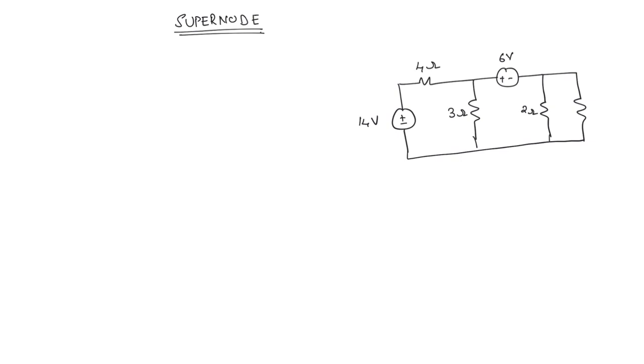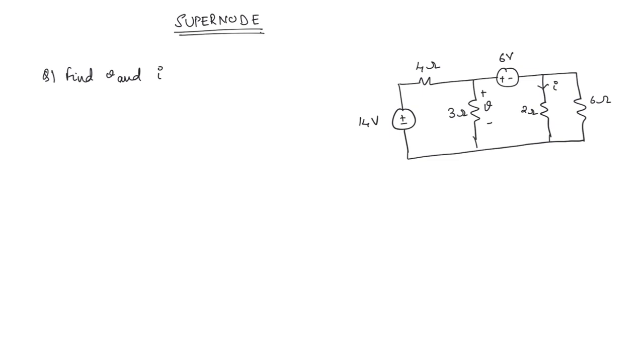Now this is 6 ohms. So now the question is, find V and I. V is given across the 3 ohm resistance and I is given across the 2 ohm resistance.